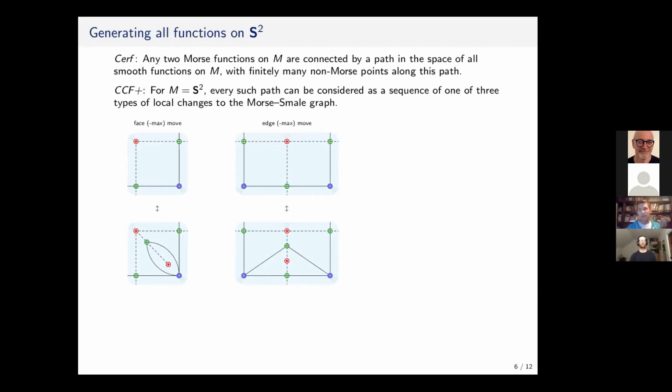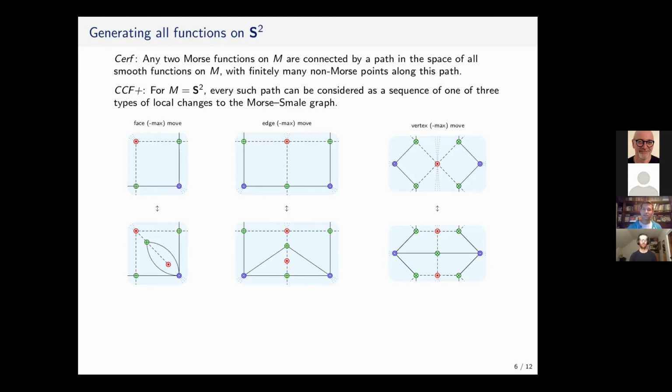And the non-Morse point is exactly at the point in time, or the point in this space of smooth functions, where these two new critical points appear. The final move is the most general. It's the vertex move, when one maximum or one minimum just splits into two. As I said, it's the most general one, and the face and edge moves are special cases of it.